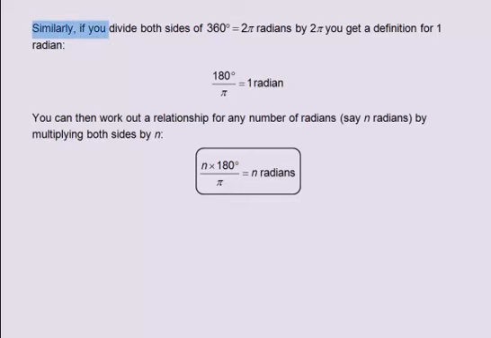Similarly, if you divide both sides of 360 degrees equals 2 pi radians by 2 pi, you get a definition for 1 radian. 180 degrees divided by pi equals 1 radian. You can then work out a relationship for any number of radians, say n radians, by multiplying both sides by n. n multiplied by 180 degrees divided by pi equals n radians.